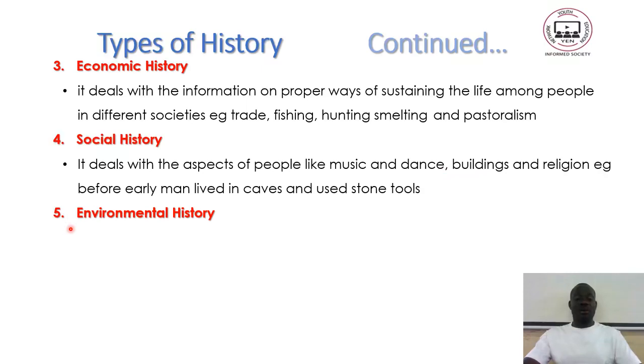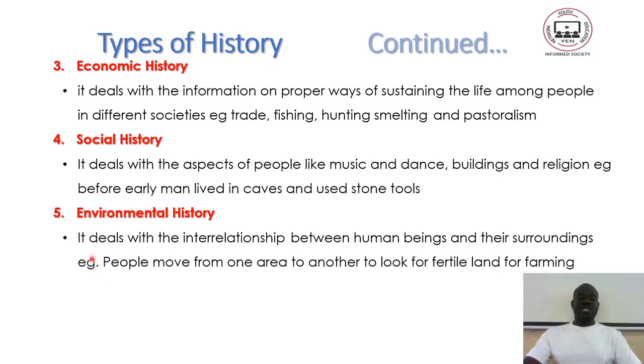And we have also environmental history. Environmental history deals with the interrelationship between human beings and their surroundings. As you know, the environment is the surrounding of the people, the habitat where we live, and its surrounding is called the environment. So what was the interrelationship between human beings and their surroundings? For example, we talk of people moving from one area to another to look for fertile land for farming.